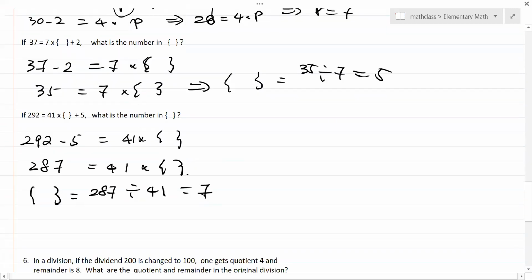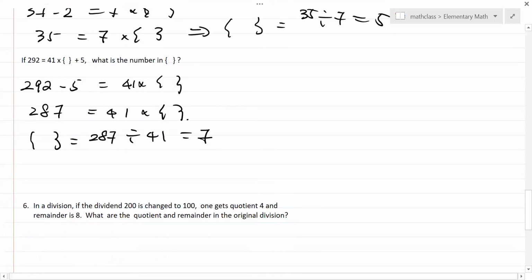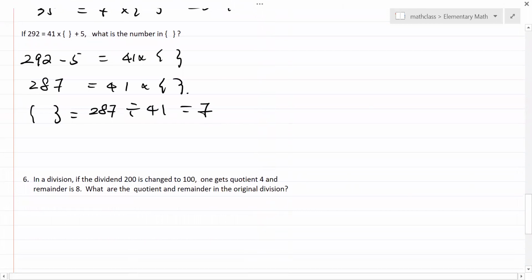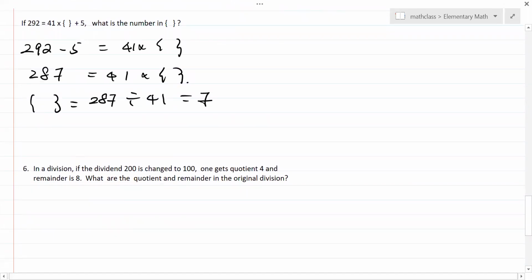Now let's look at this problem. You try first. In a division, if the dividend 200 is changed to 100, one gets a quotient of 4 and the remainder is 8. What are the quotient and remainder in the original division?